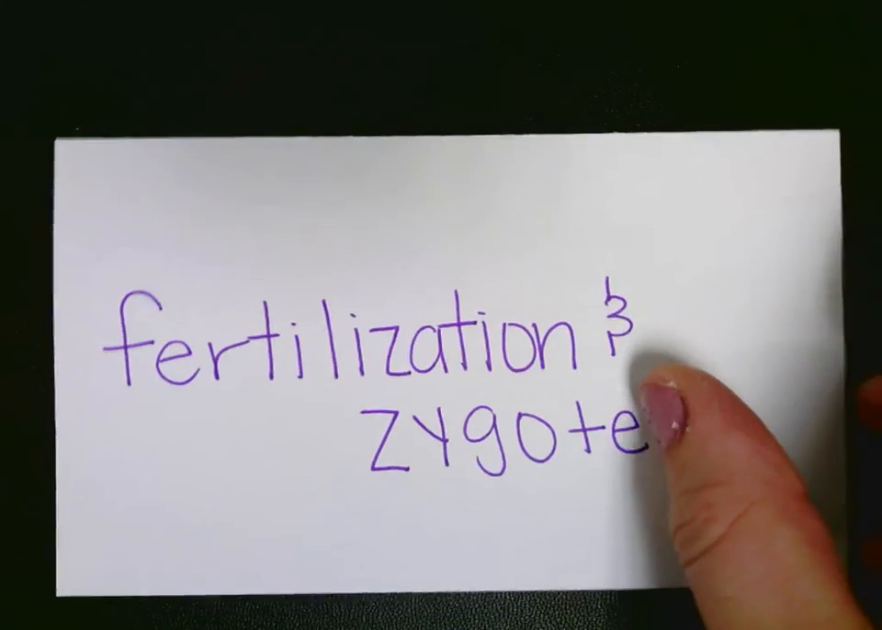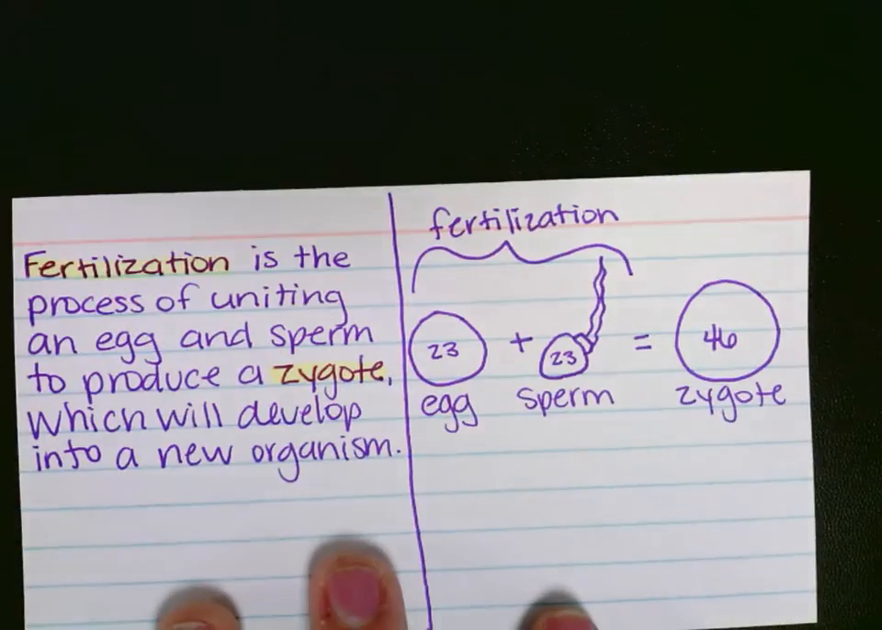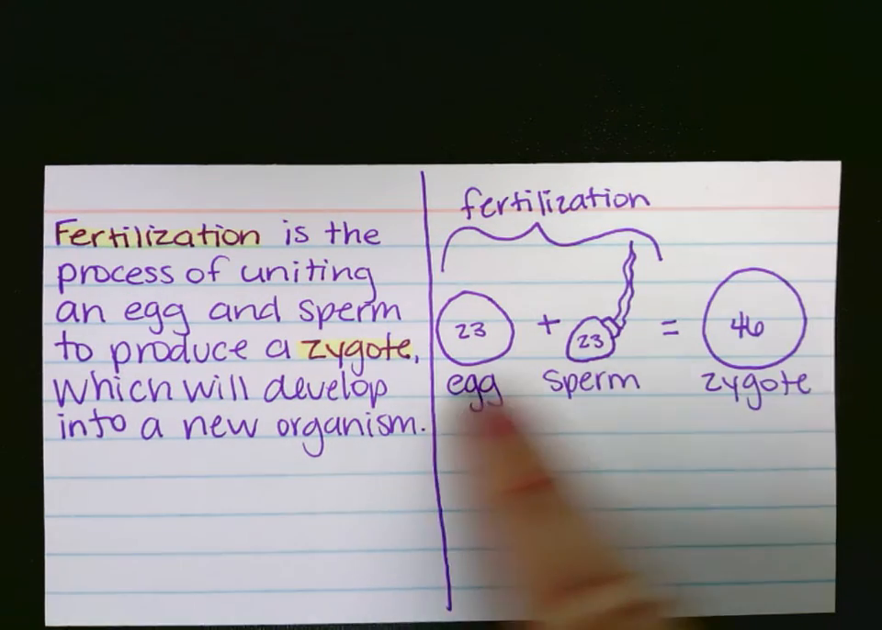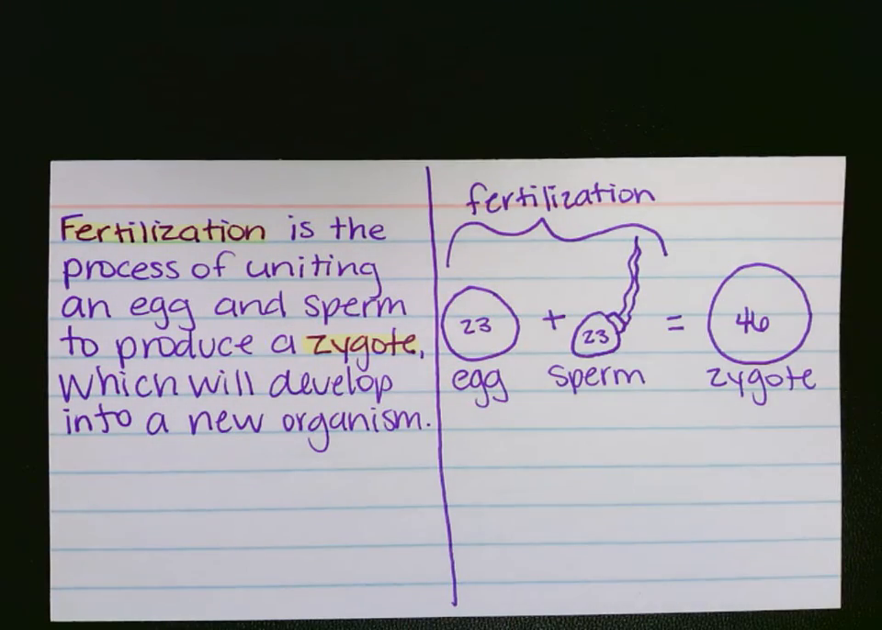Next we have fertilization and zygote. Pause the video and write down your answer. Fertilization is the process of uniting egg and sperm to produce a zygote. And that zygote is the first cell of the new organism. So we have our egg and sperm uniting through the process of fertilization to create a zygote.